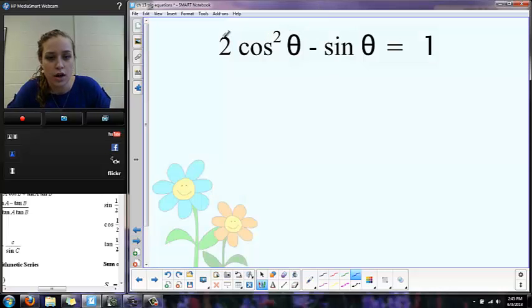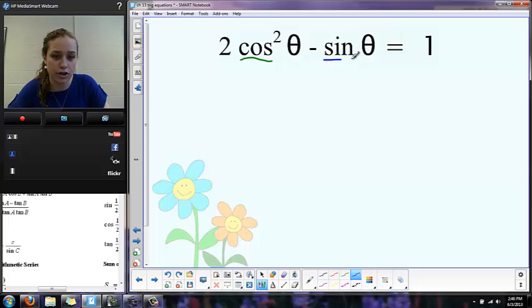So let's see. We have 2 cosine squared theta minus sine theta is equal to 1. Okay, so it looks like it wouldn't be that big of a problem, but what is different about this equation compared to the last ones? All the other equations that we've done so far have only had one variable. They've only had sine theta in there, or only cosine theta or tangent theta. This time I have a cosine here and I have a sine here.